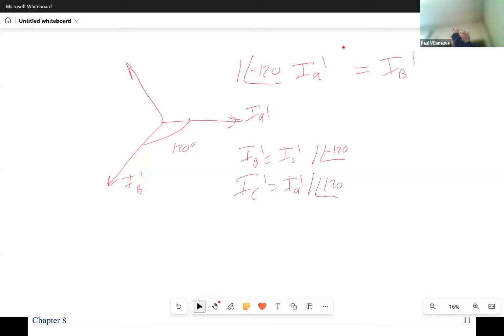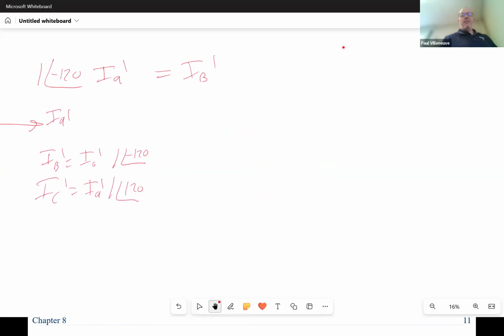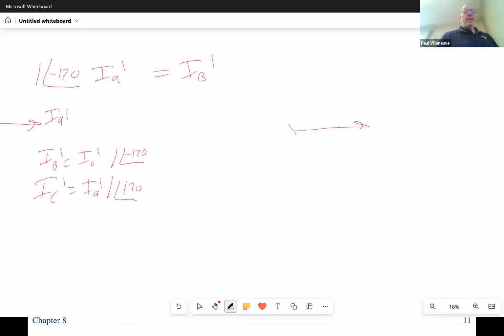So all I need to do is solve for IA1, right? Because I can get the other two by just multiplying by 1 at an angle of 120 and 1 at an angle of minus 120. So my 7 has now gone to 5. Do you think that that's also the same thing when I do B? I mean, the negative sequence?